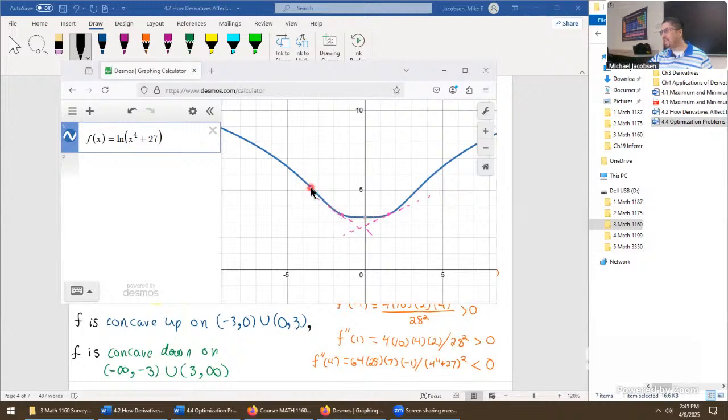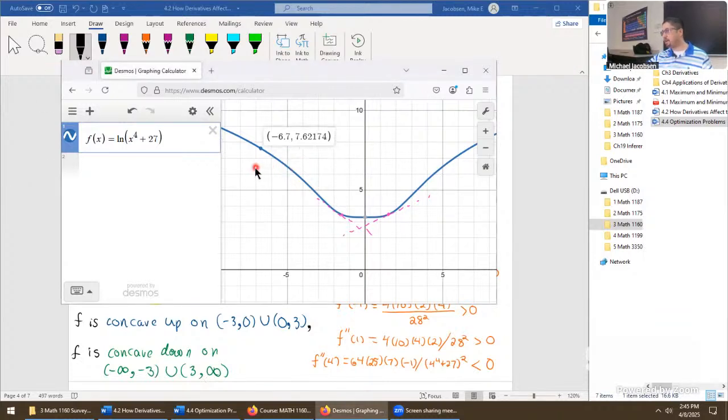Right around -3, that's where there's a change somewhere out here. And +3, there's another change in concavity. We're claiming concave down on that range to the left of -3, and then again symmetrically to the right of +3. So let's see if we can make sense of that.